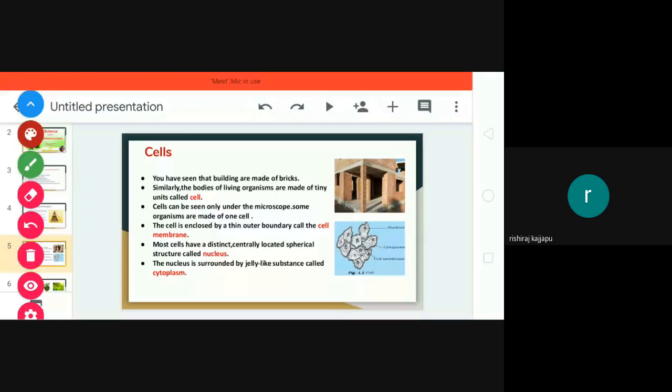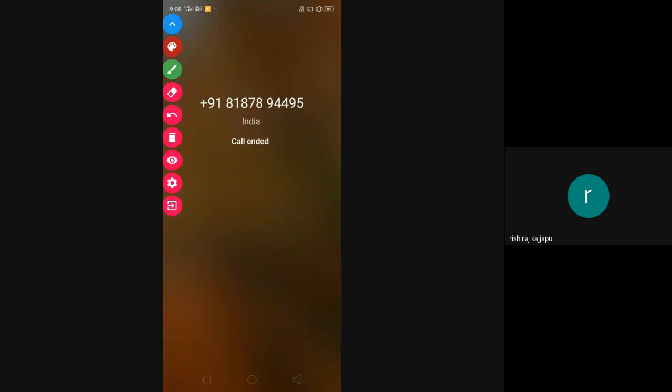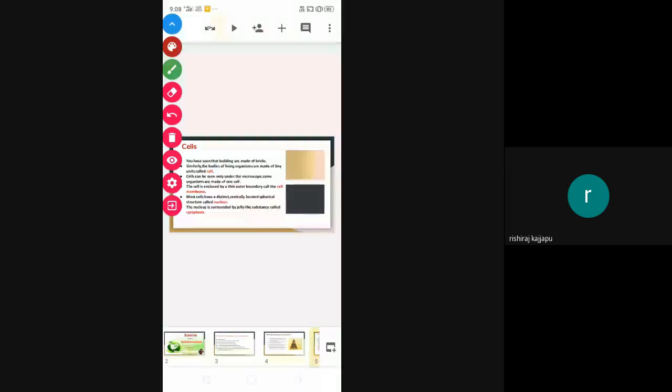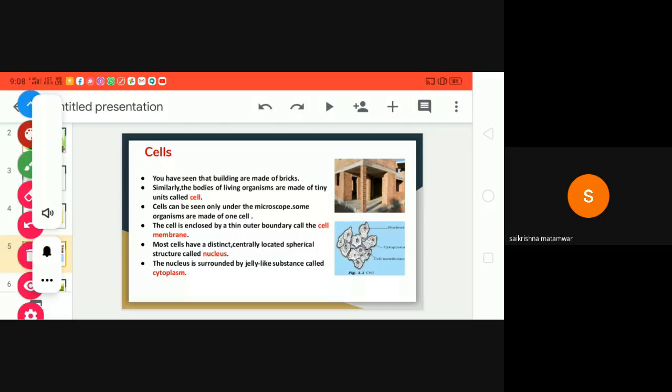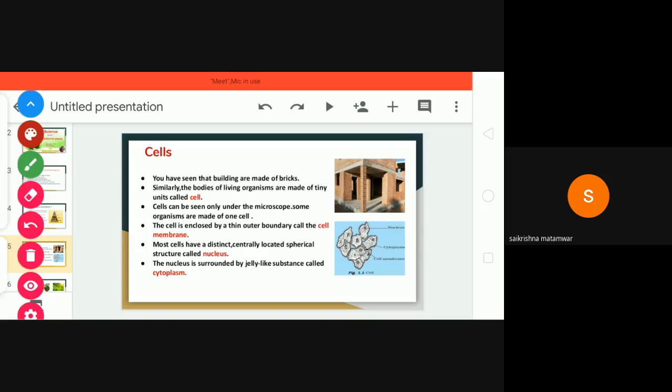Some organisms are made of only one cell. Have you heard about amoeba? No? Okay. Some organisms are made of only one cell, like amoeba. Those are very small organisms, like virus and bacteria.